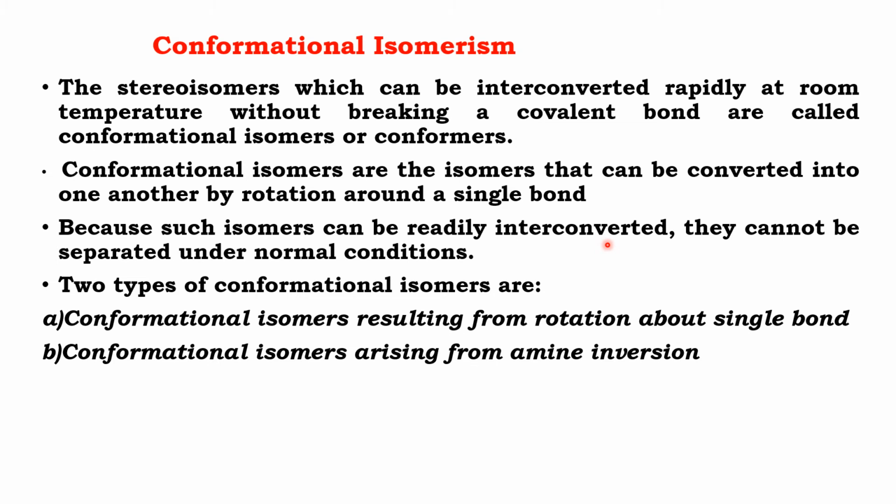And there are two types of conformational isomerism. One is conformational isomerism resulting from the rotation about a single bond, and another type is conformational isomerism arising from amine inversion. We have to think only about the conformational isomerism resulting from the rotation of the carbon-carbon single bond.